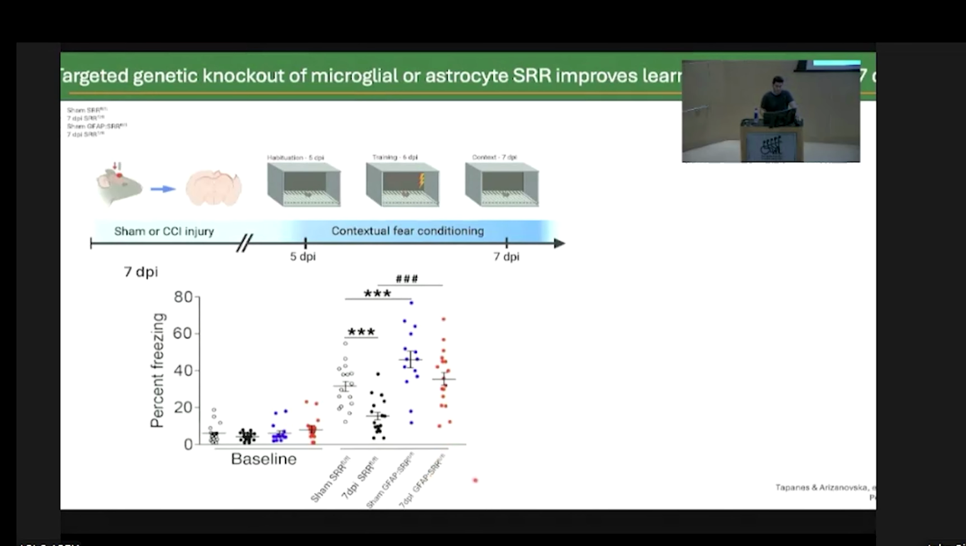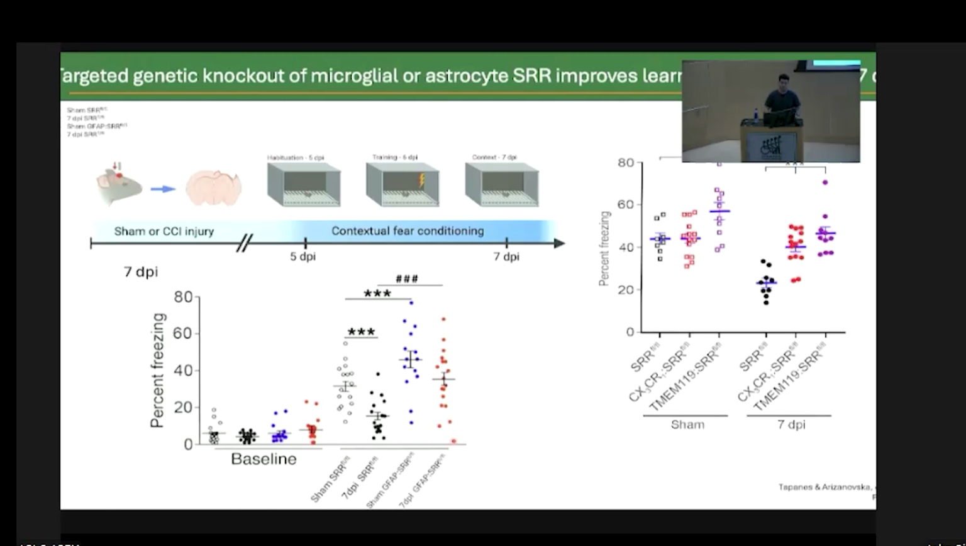So first we wanted to look at what happens if we remove this astrocyte D-serine. If we take a look at our control animals, our serine racemase flox at 7-day post-injury, compared to our sham group, we see that reduction in freezing. However, when we take a look at the astrocyte knockout of D-serine, we're able to rescue that deficit, meaning that removing this astrocytic D-serine leads to the animal being able to recall this area where they were shocked.